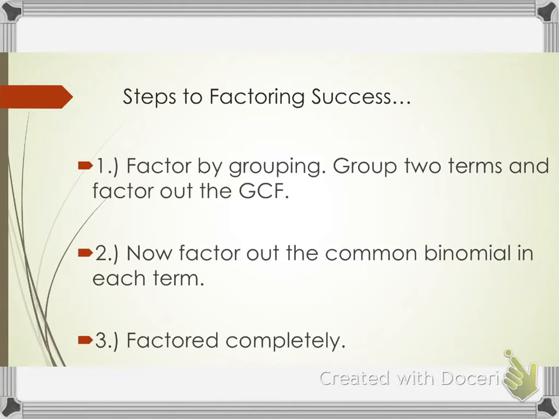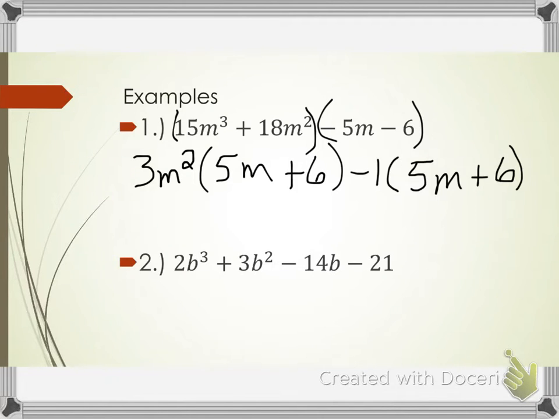Correct? Step 2. Now, factor out the common binomial in each term. A binomial has how many terms in it? 2. Like a bicycle has 2 wheels, a binomial has 2 terms. So do we have a common binomial? Yes, the same binomial between the two of these. What is my common binomial? 5m plus 6, right? That whole polynomial in the sets of parentheses. They share that, correct? So I can technically factor that out as well.